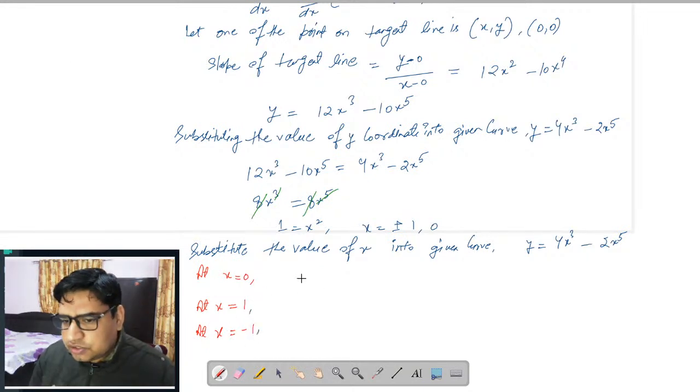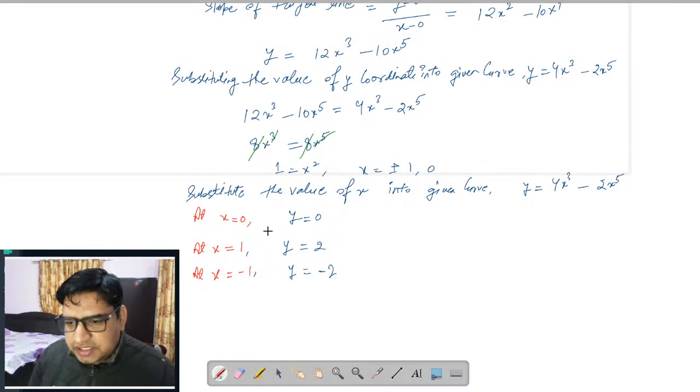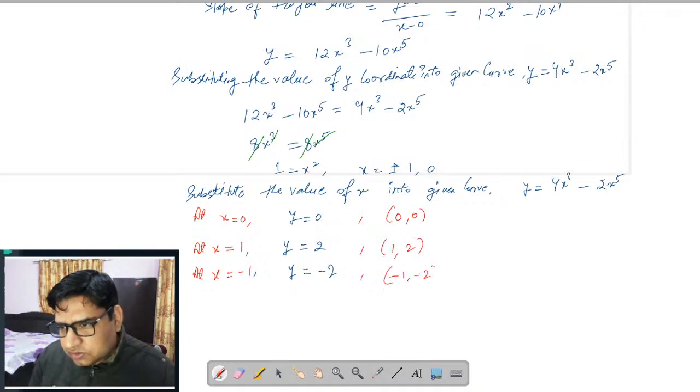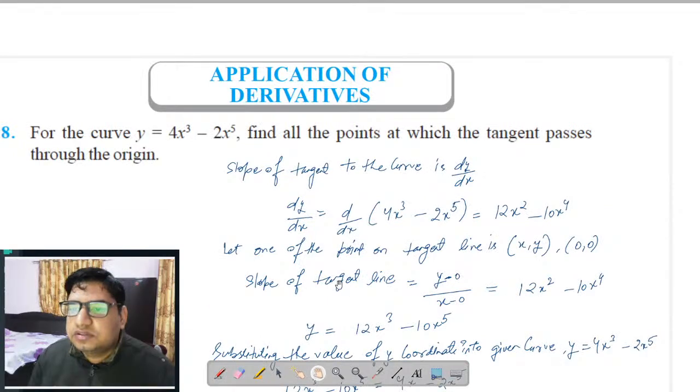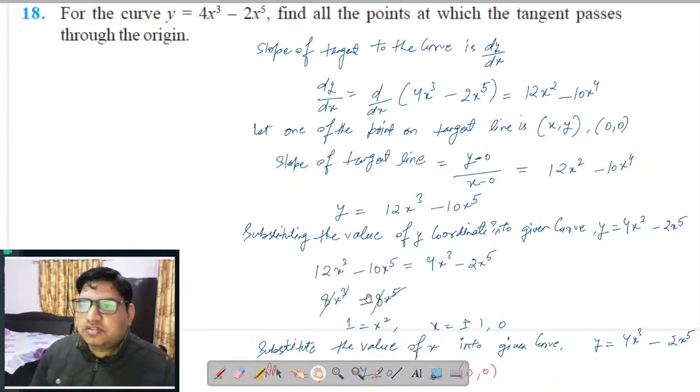So at x is equal to 0, y will be 0 only, and at x is equal to 1, y will be 4 minus 2 is 2, and at x is equal to minus 1, y will be minus 4 plus 2, which is minus 2. Okay, so these are the 3 points, one is 0 0, the other is 1 and 2, the third one is minus 1 and minus 2. So these are the points where the tangents pass through the origin.